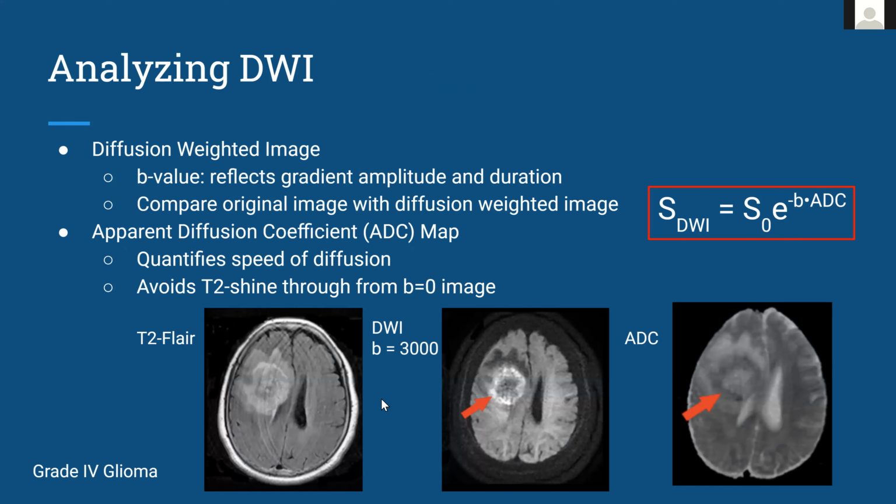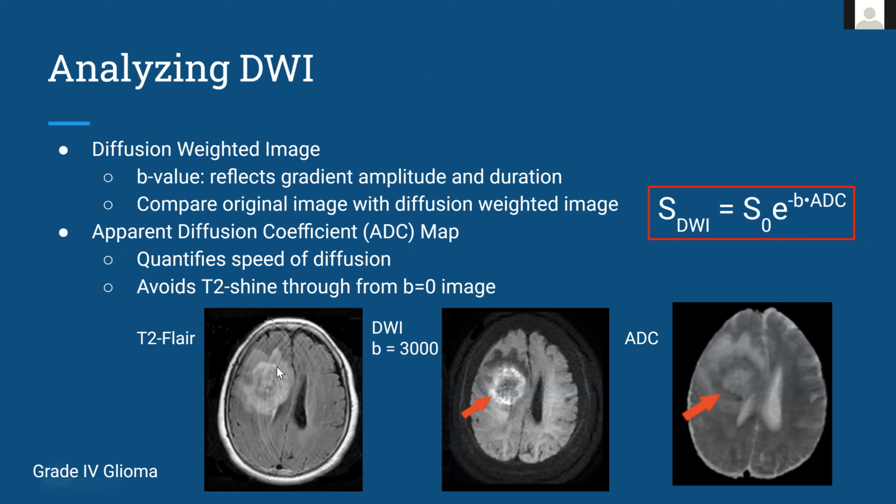To analyze the diffusion weighted image, we want to refer to the B value, which reflects the gradient amplitude and duration of how long the gradient was left on. So if you have a high B value, then you either have a high gradient amplitude, or you left it on for a long time, or both.